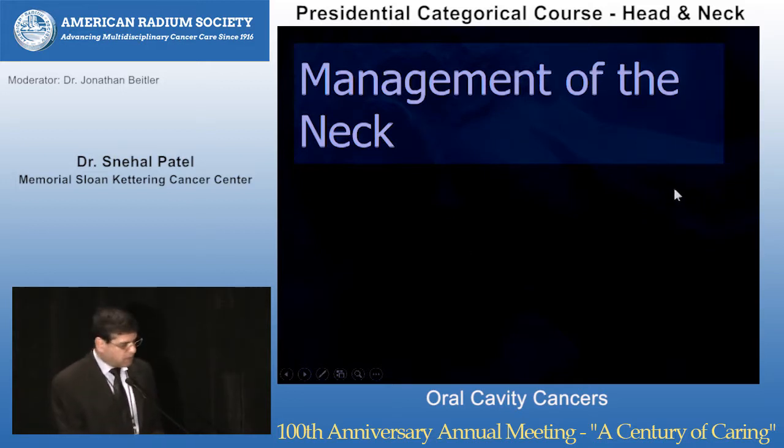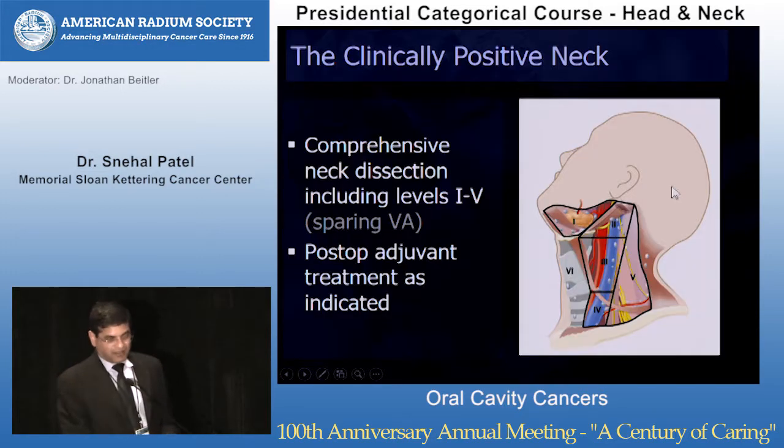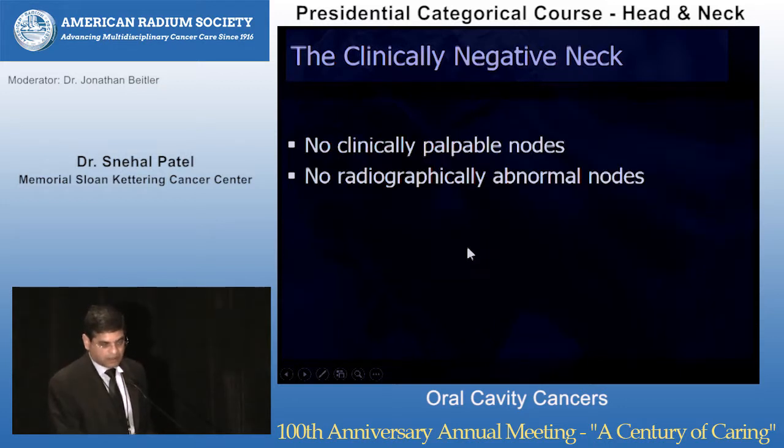So 12 minutes and 37 seconds to manage the neck. If you have a clinically positive neck in a patient with oral cancer, that's a pretty straightforward situation. You do a comprehensive neck dissection, dissecting all levels. Generally, you spare the tissue that's above the spinal accessory nerve. Data came out from Memorial, Dennis Krause was the author on that, and that's a safe operation to do. And then you add post-op adjuvant treatment as indicated.